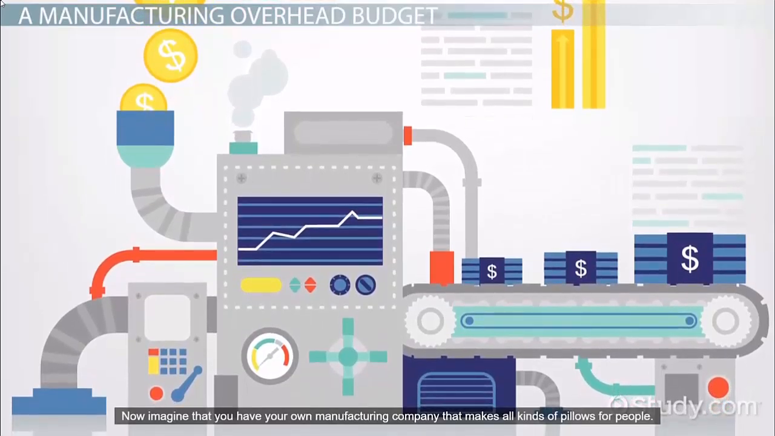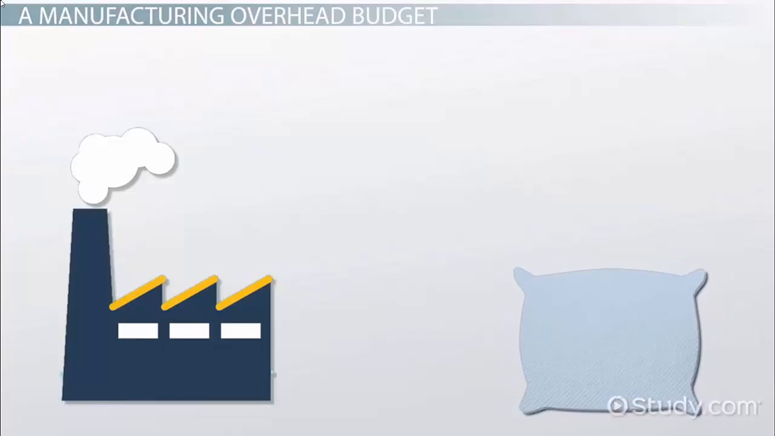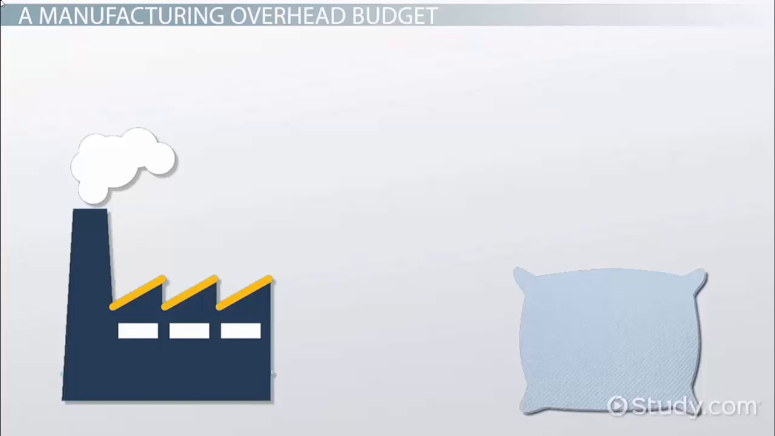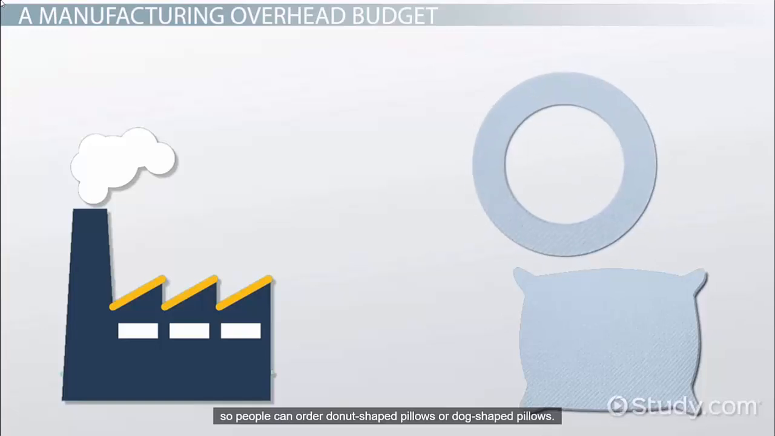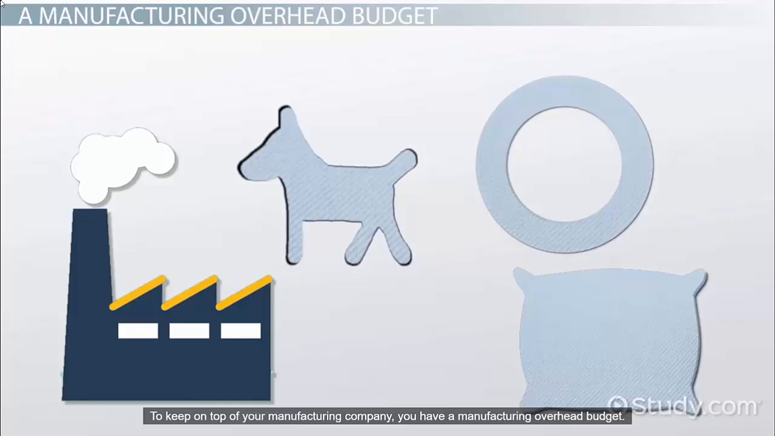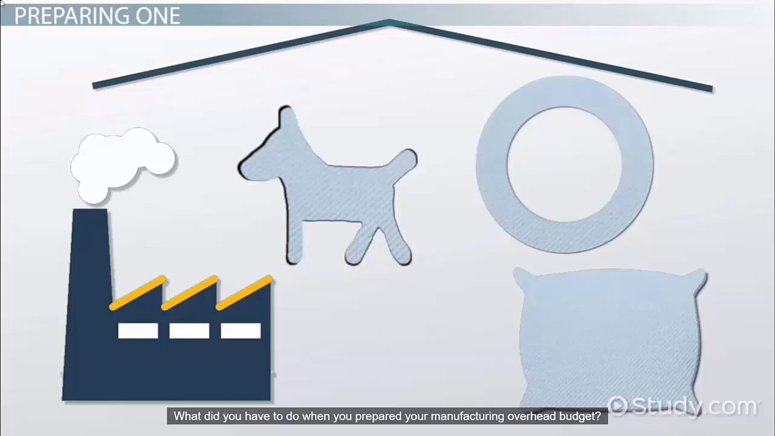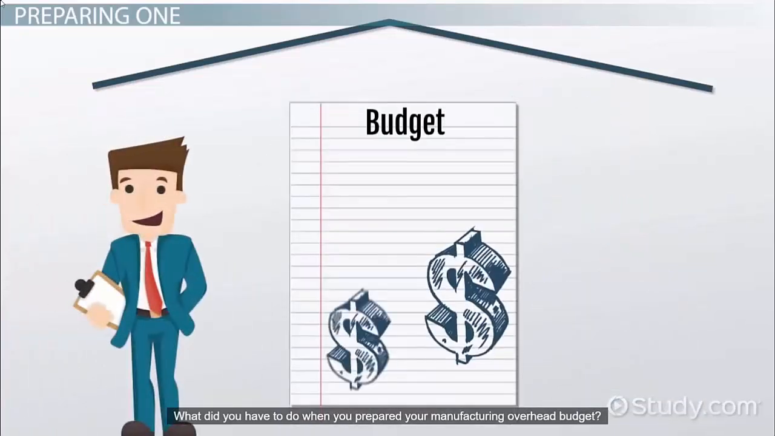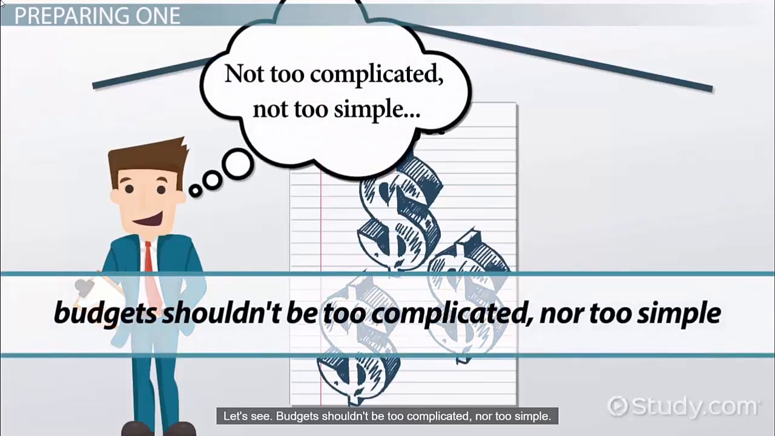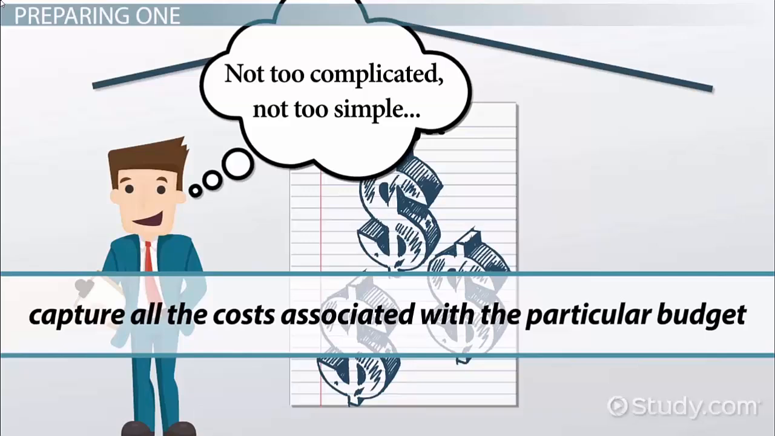Now, imagine that you have your own manufacturing company that makes all kinds of pillows for people. You found a way to automate the making of these pillows in any shape that customers want, so people can order donut-shaped pillows or dog-shaped pillows. To keep on top of your manufacturing company, you have a manufacturing overhead budget. What did you have to do when you prepared your manufacturing overhead budget? Let's see. Budgets shouldn't be too complicated, nor too simple. They need to capture all the costs associated with the particular budget.